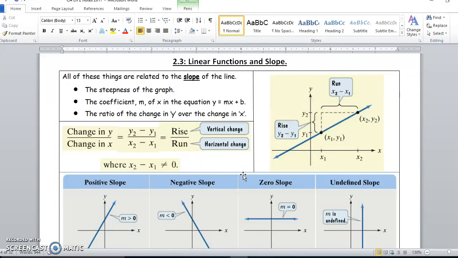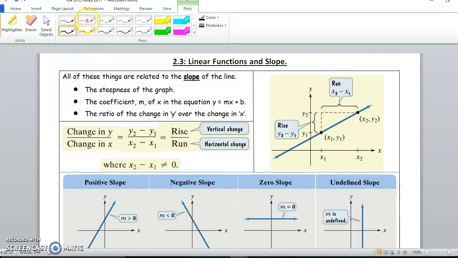Okay, so here is 2.3 linear functions and slope. This should be something that we should all be familiar with. The slope of a line is the steepness of the graph. It's the coefficient m of x in this equation, which will be very important right here. And then it's just the ratio of the change in y over the change in x. Here's our formula right here: y2 minus y1 over x2 minus x1. Or you can use rise over run when you're looking at a graph. And we'll use all of these as we move forward.